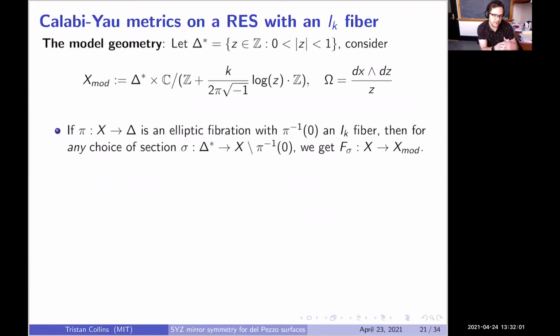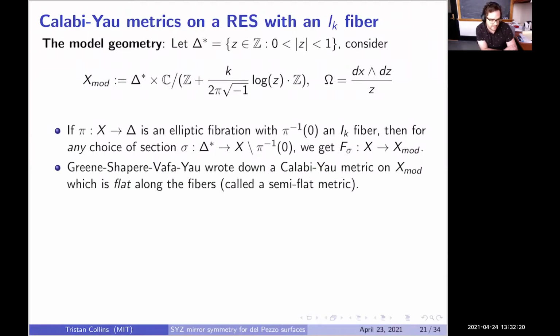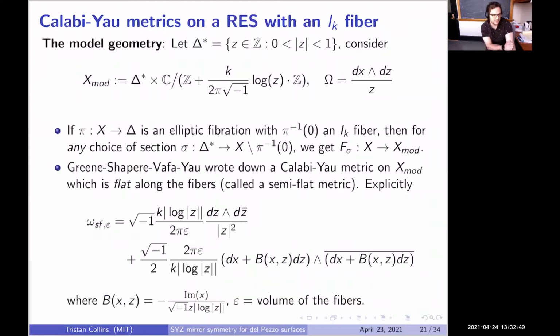So the idea is that if you have any I_K fiber, then if you choose a local section of this fibration, you can identify your fibration with this model fibration by using this fiber-wise Abel-Jacobi map. In this case, Greene, Shapere, Vafa, and Yau wrote down a Calabi-Yau metric on this model space, which is flat along the fibers. You can imagine you have this torus fibration, and it's natural to try to write down a Calabi-Yau metric which is just the flat metric on the torus fibers, and then you have to play around with what happens in the base directions to get an actual Calabi-Yau metric. So it has a fairly complicated expression. This is not so important; I just wanted to write it down for completeness.